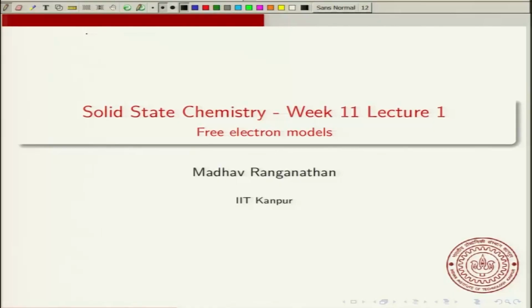We'll start in the first lecture with free electron models, and this is the first step. This is a step prior to the construction of bands, but it's useful to learn this topic, and it will also give you a refresher of your basic quantum mechanics. So week 11, lecture 1 will be free electron models.